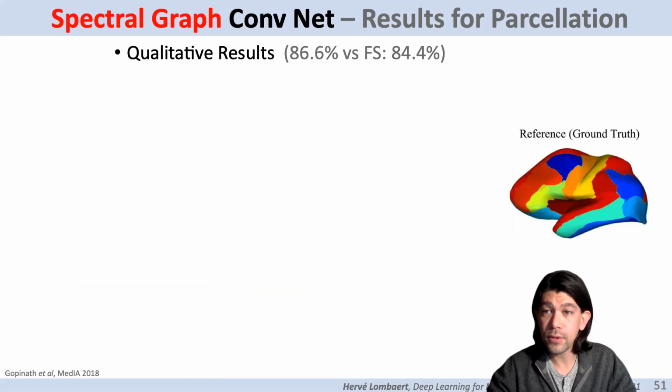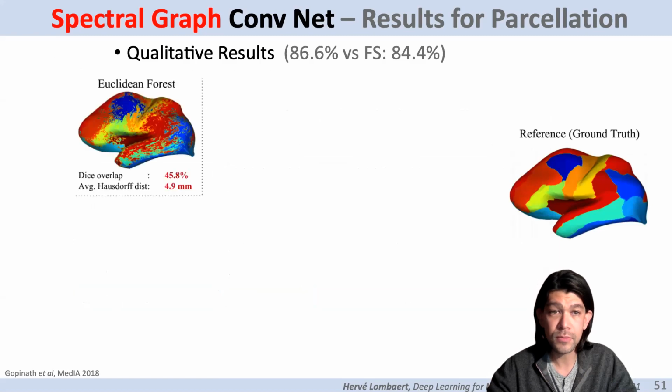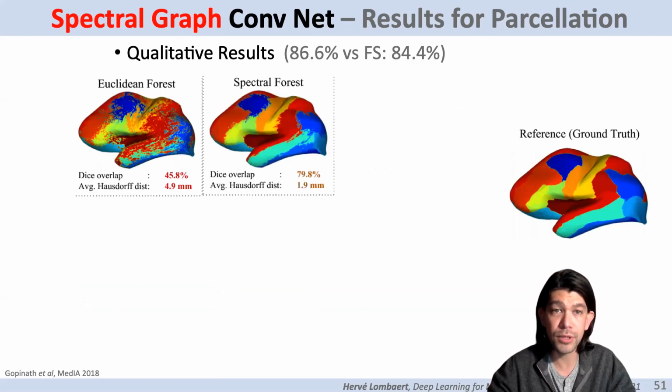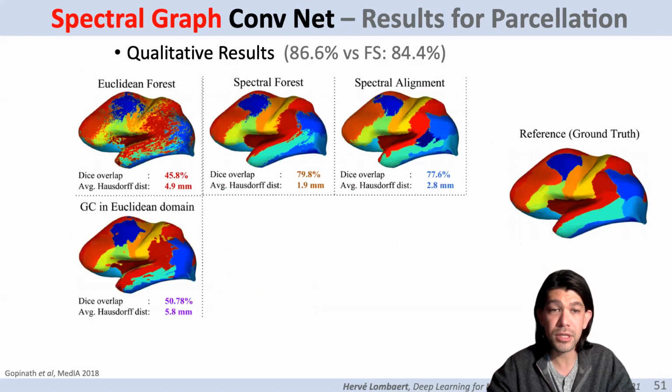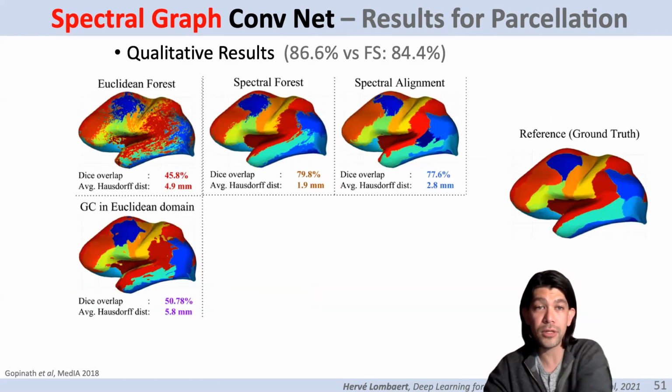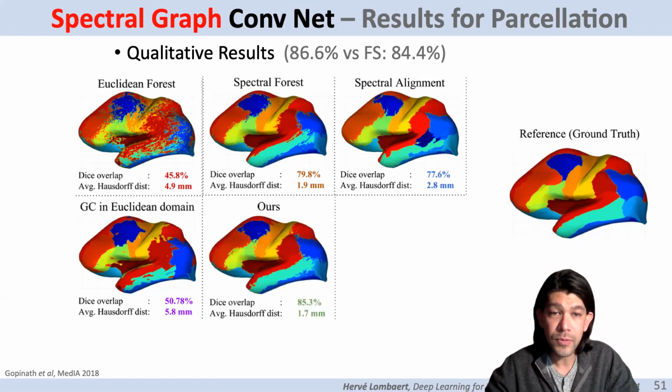That's for the whole parcels here, so all the brain parcels. If we compare with a Euclidean forest, that's what we have. Again, very bad because it's Euclidean and maybe less fancy than deep learning. With spectral forests, we jump to 79%, from 45 to 79, only by operating on a spectral domain. If we use a spectral matching, as we saw earlier, we have something similar, 77%. Geometric deep learning on the Euclidean domain, we have 50%, again for the same reasons why it doesn't operate well on the Euclidean domain. If we move everything to the spectral domain, that's our method, we jump to 85%. So that's very much better here.